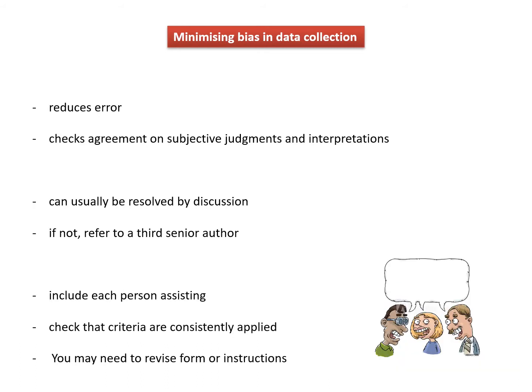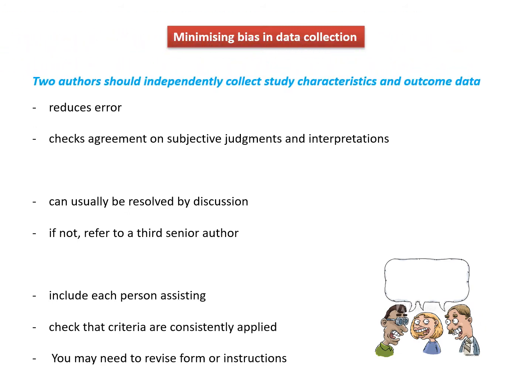So how can we minimize bias in data collection? So 2 authors should independently collect study characteristics and outcome data. This helps to reduce error and checks agreement on subjective judgments and interpretations. It is important to resolve disagreements, and this can usually be resolved by discussion or referring to a third senior author. You can try a pilot data collection process. This includes each person assisting and checking that criteria are consistently applied, and you may need to revise the form or instructions.